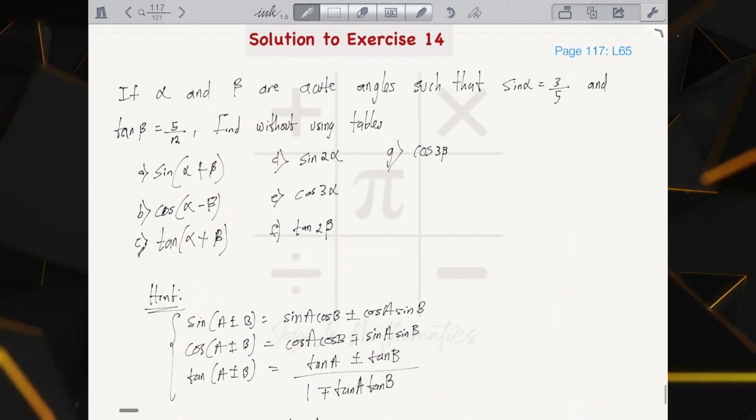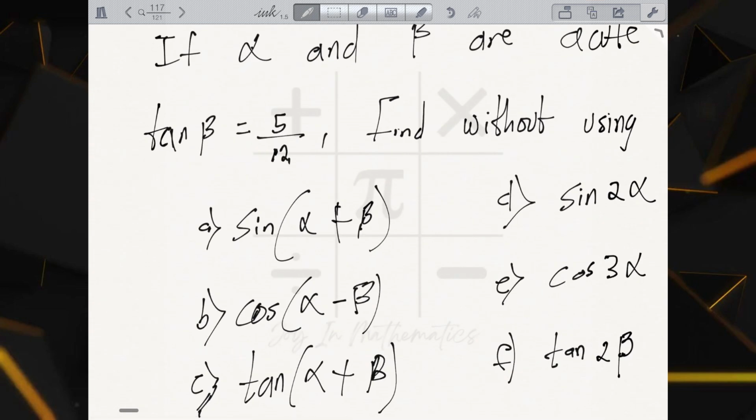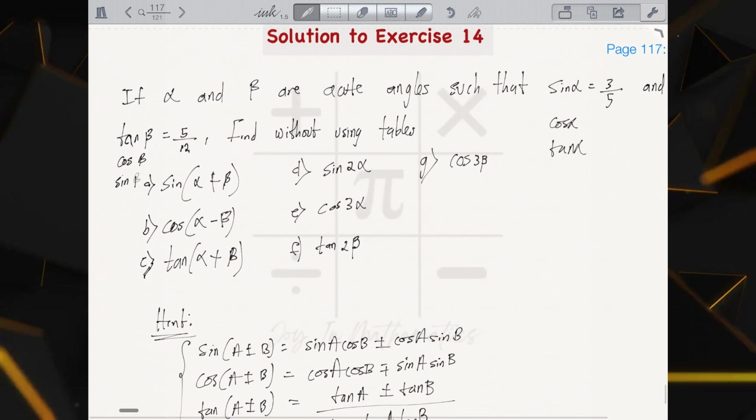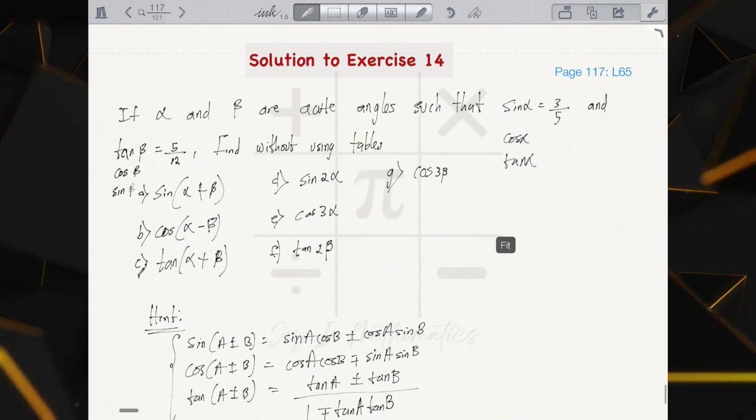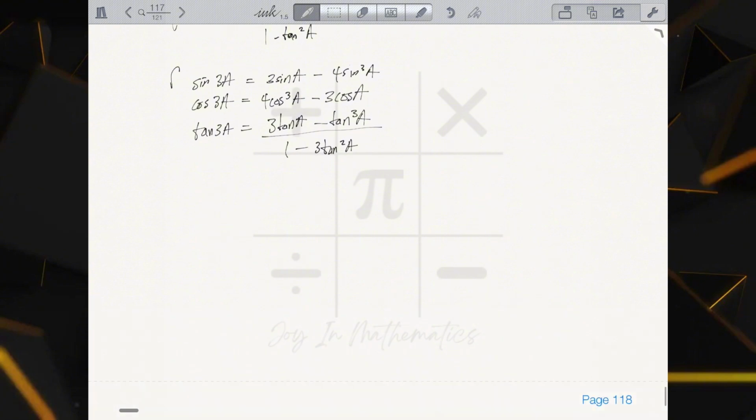So the first thing to do, given sine alpha, let us evaluate cos alpha as well as tan alpha. Similarly, when we're given tan beta, we have to evaluate cos beta as well as sine beta. So let's proceed on, draw the diagram representing sine alpha and also tan beta. So let's begin.